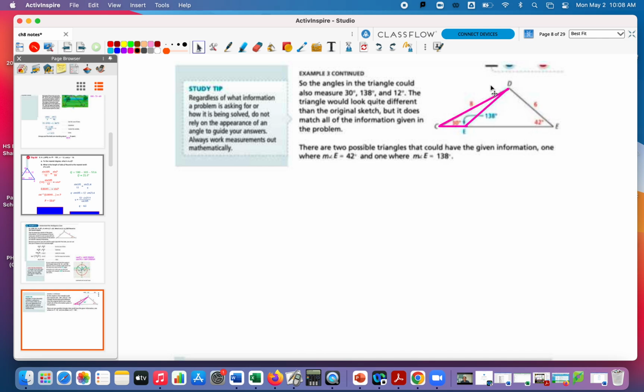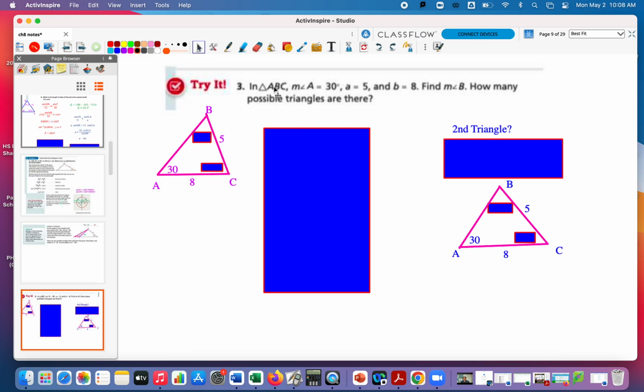and it's 42. So which way is it? Is it this small obtuse triangle, or is it this big acute triangle here? Which one is it going to be? This side here, that 6, can swing each way. So let's try that in an actual example here. We have triangle ABC, and we have angle A is 30, a is 5, and b is 8. We want to find angle B.